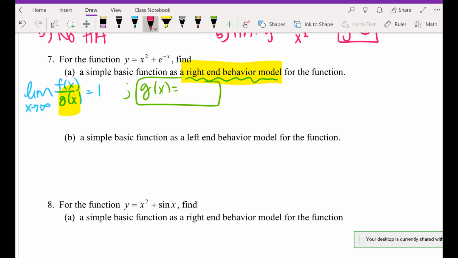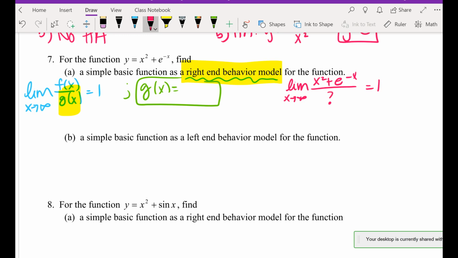Why x squared? You're on the right track. Because as x is approaching infinity, the other number that's being added to it doesn't become as significant as the x value next to it. Okay, good job.